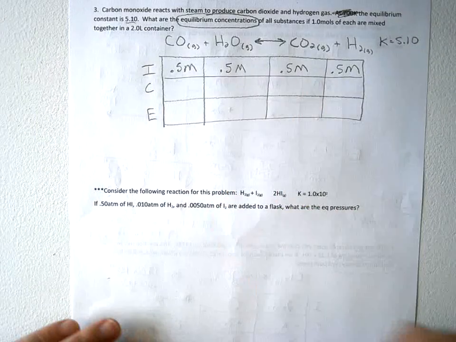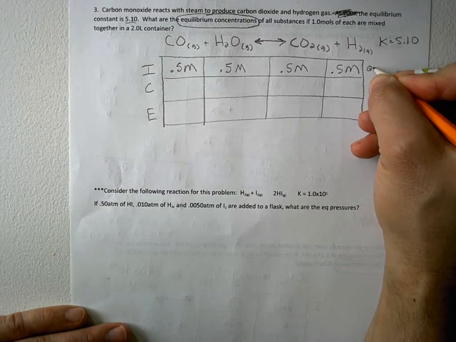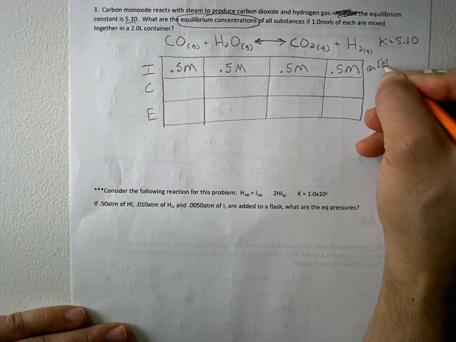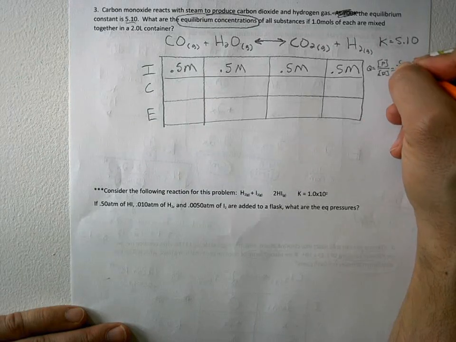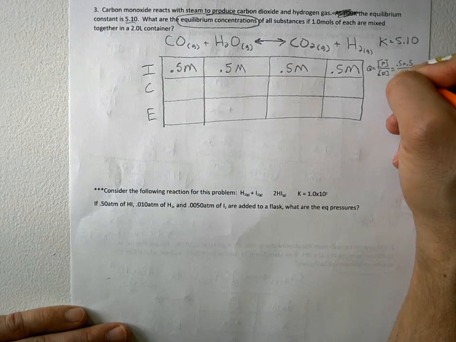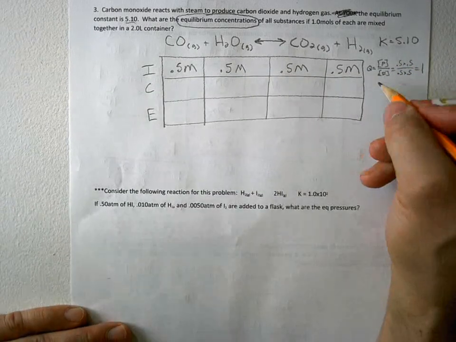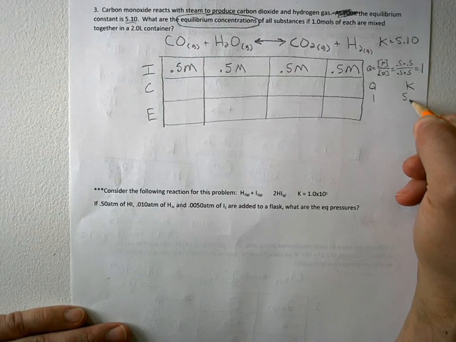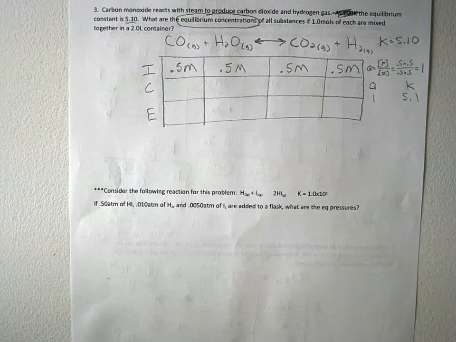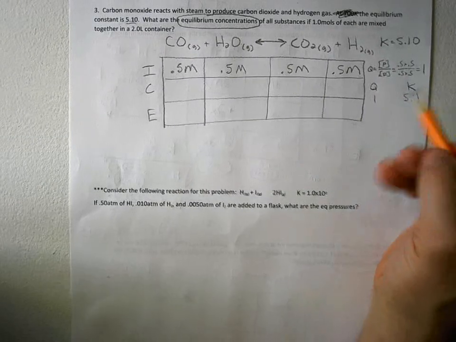Now, since we have values for each of these, we need to think about what's going to happen. So Q equals the concentration of products divided by the concentration of reactants. That's going to equal 0.5 times 0.5 divided by 0.5 times 0.5. That's going to equal 1. So it looks like my Q value is 1 and my K value is 5.1. So this is going to help us decide the direction that the equilibrium will shift.